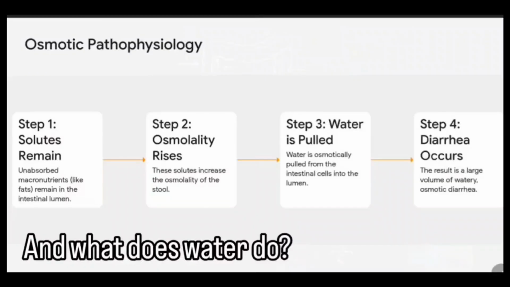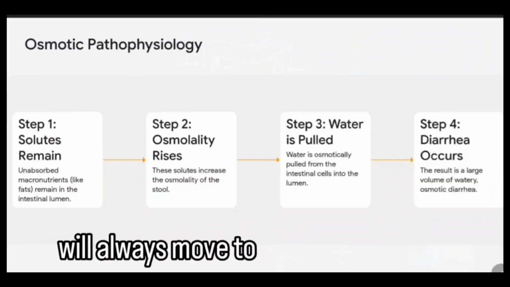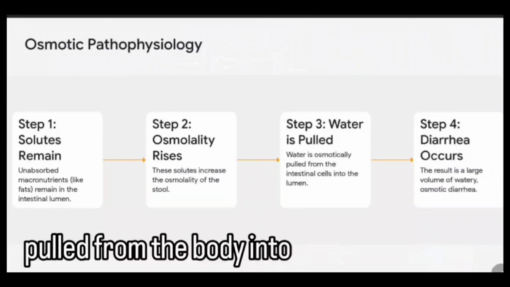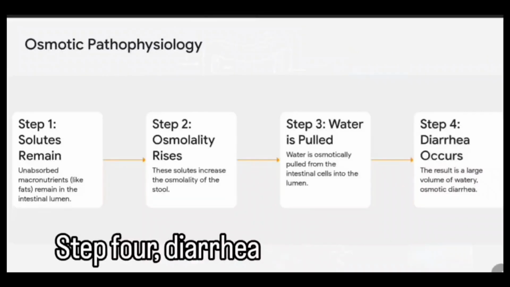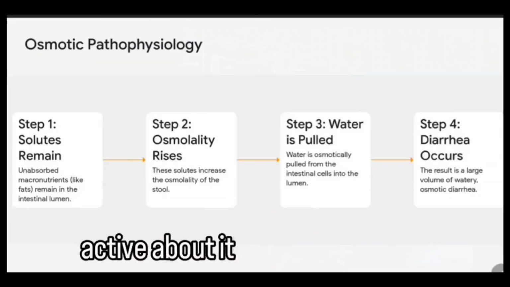And what does water do? Well, step 3, basic physics tells us water will always move to equalize that concentration. So water is passively pulled from the body into the gut. And what's the result? Step 4, diarrhea. It's a purely osmotic physical process, nothing active about it.